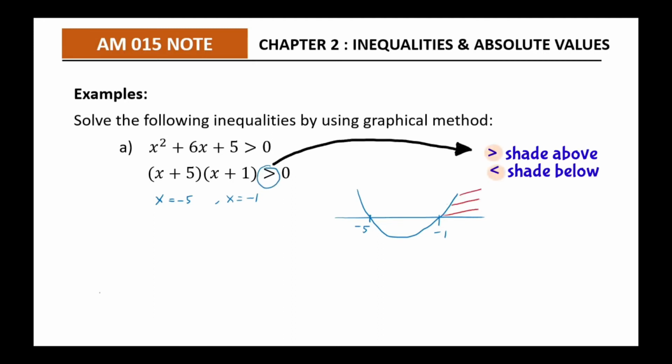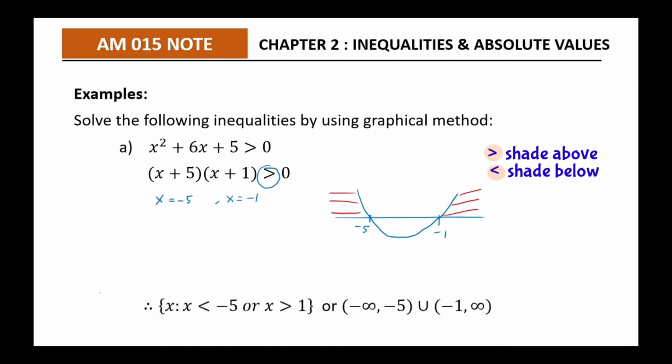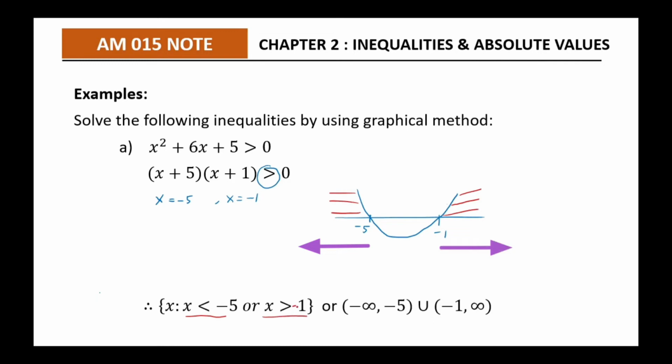above the x-axis. Okay, then the final answer is x < -5 or x > -1, or in interval form, negative infinity to -5 union -1 to infinity. This is the solution set.